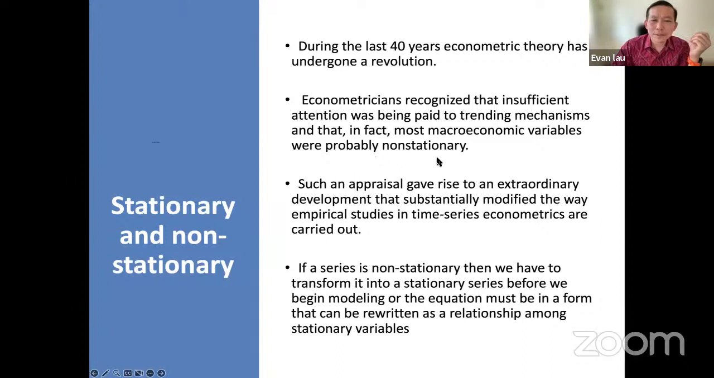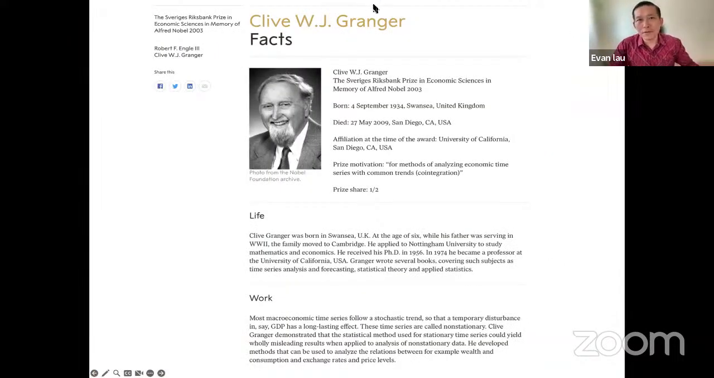And one of the most important facts for macroeconomics, especially for time series variables, is what we call non-stationary. What non-stationary is, we're going to discover in the next few slides. And of course, I want to give you the idea behind the person behind this, especially the term co-integration. What is the term co-integration we're discussing today?